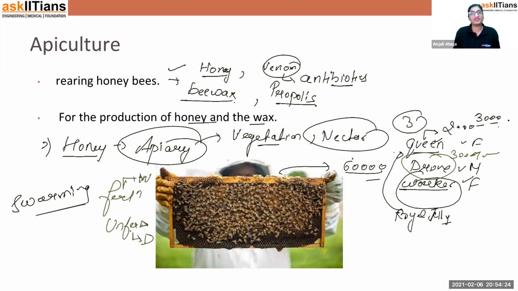Honey is really good for health. It keeps our metabolism very nice. It's rich in antibiotic properties. It is rich in sugar content, but that's very much good for us.